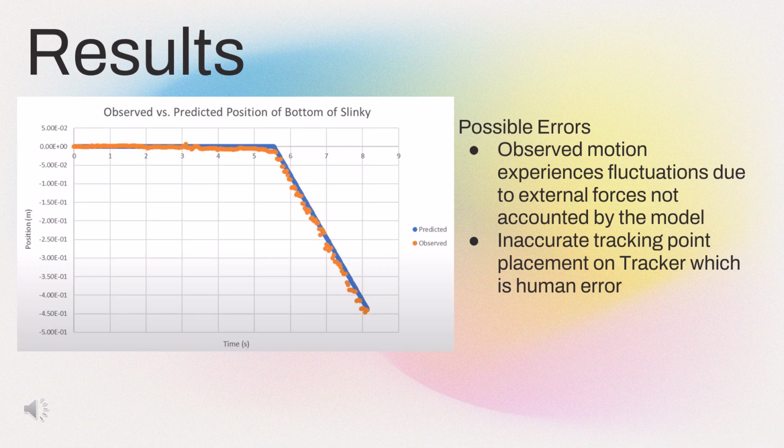These are the results, and that has the observed versus predicted position of the bottom of the Slinky, and this is measured in time per second and position in meters. And it is pretty similar, which is good. And the possible errors could be observed motion experiences fluctuations due to external forces that are not accounted by the model, and inaccurate tracking point placement on tracker, which is human error.